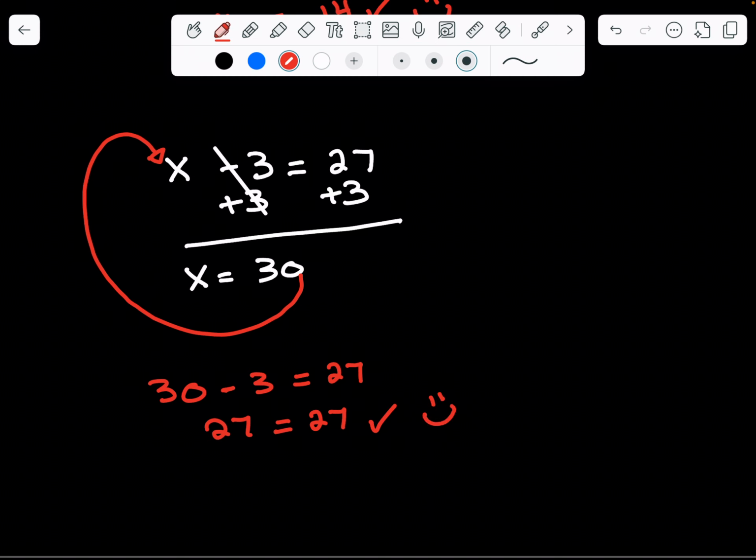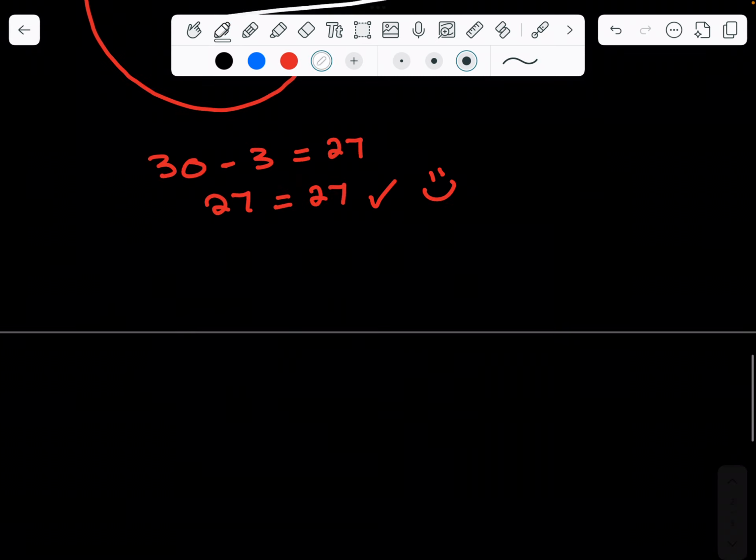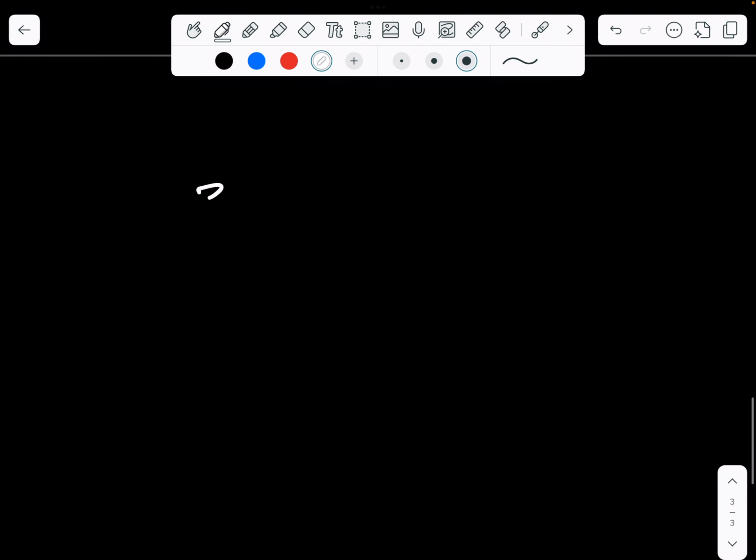Okay, let's do one more. Let's go down here and let's say 3x is equal to 30. Okay, this one's a little bit tricky. So again, our goal is to get x by itself. So we want to move all of the constants, and in this case, our constant is 3, to the other side of the equal sign. So how do we do that? Anytime we see a number or a constant next to a variable, we assume that there is a multiplication sign in between those two things.